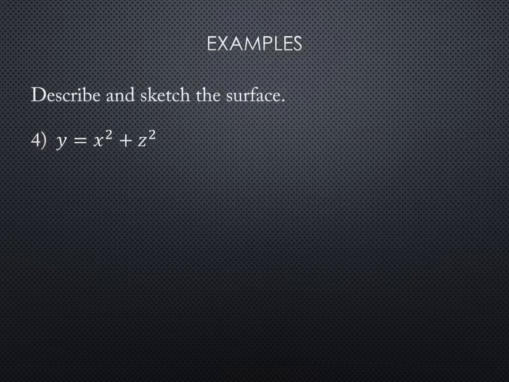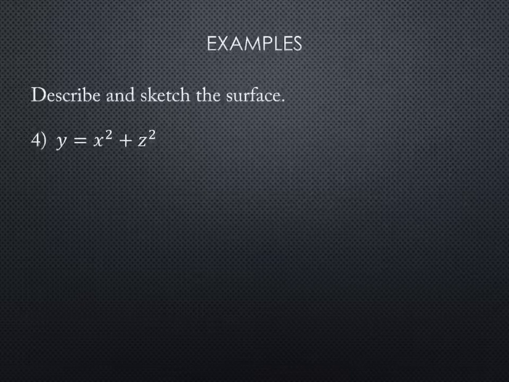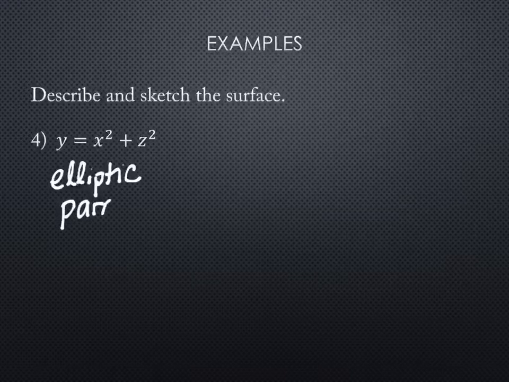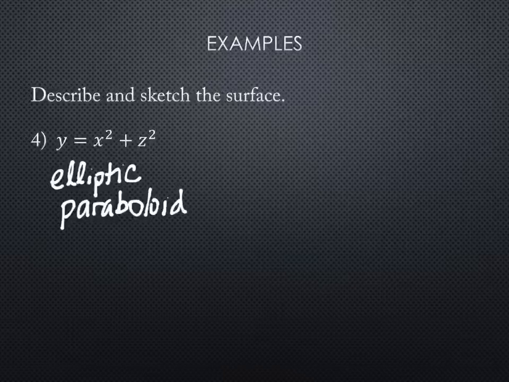And then we have this one, y equals x squared plus z squared. On this one, you'll notice that one of the values is not squared, right? And so if you take a look back, the one that shows up like this, where I've got the positives here, is an elliptic paraboloid. So this is an elliptic paraboloid. All right, get it spelled right there. So what does an elliptic paraboloid look like?